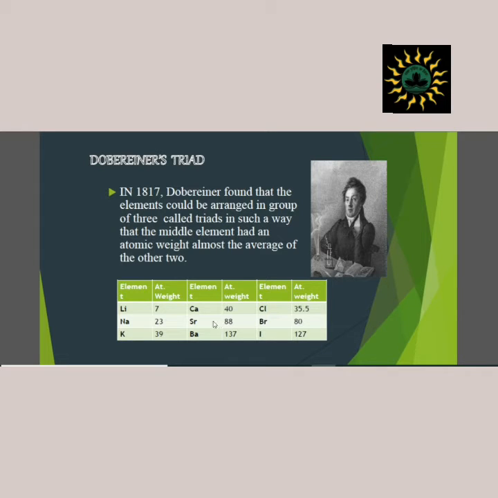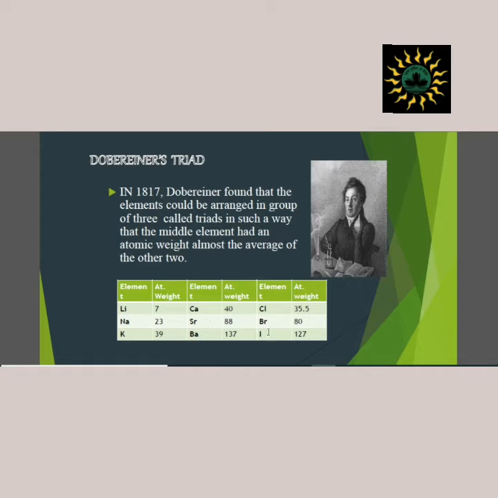Similarly, take calcium, strontium, barium. Add the atomic masses of calcium and barium, and the total value is 177. If you take the average, it will be 88.5, and the strontium value is 88, so it is nearly equal to the average. You'll observe that the properties are similar: they are metals, they have a valency of 2, and they also show characteristic colored flames in the flame test.